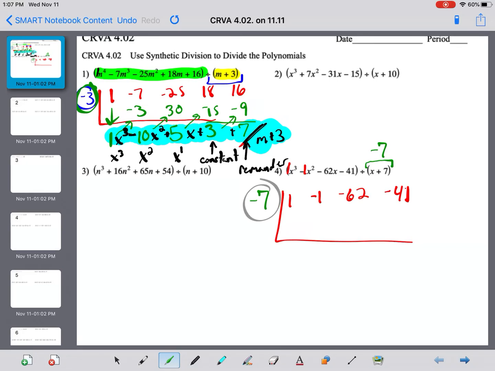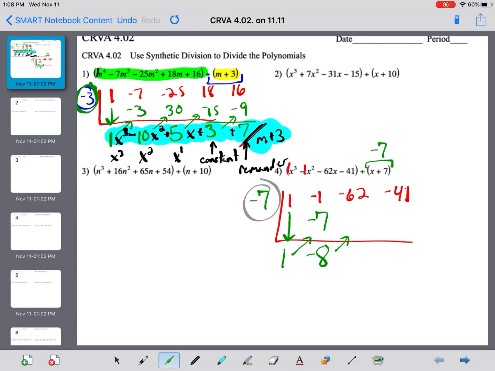Let's start the machine up. You drop down the first coefficient. No matter what the number is, you drop it down. Then you multiply that number by our multiplier. 1 times negative 7 is negative 7. You add vertically. That gives you negative 8.